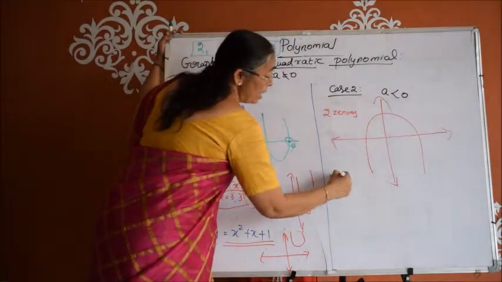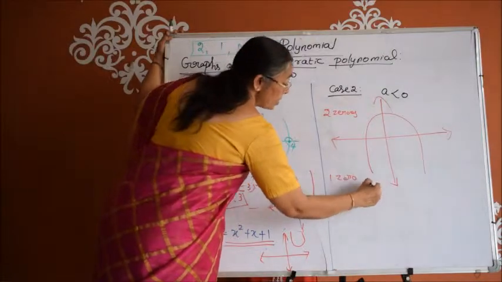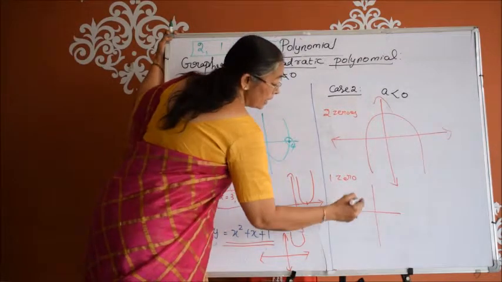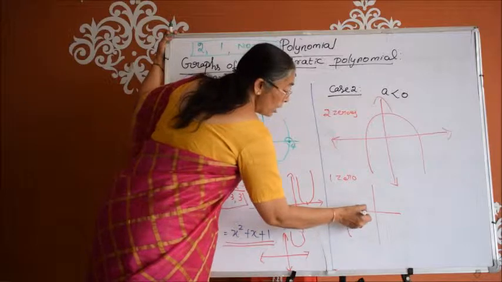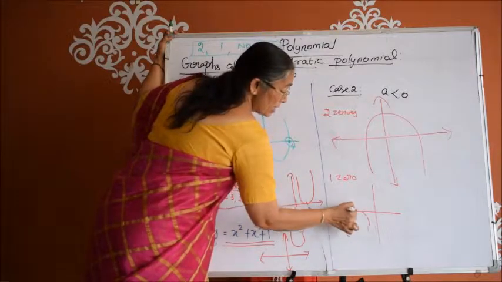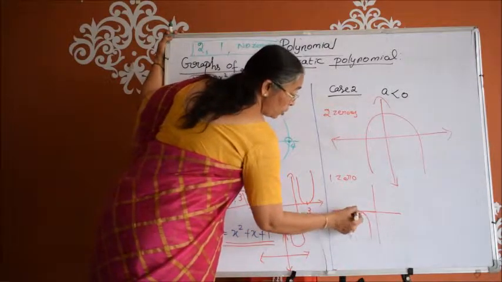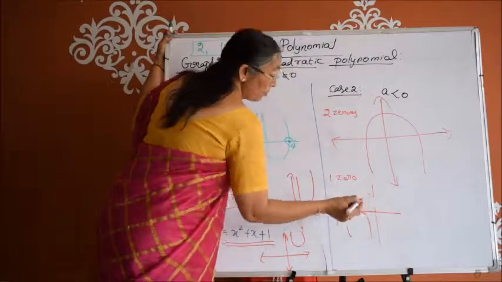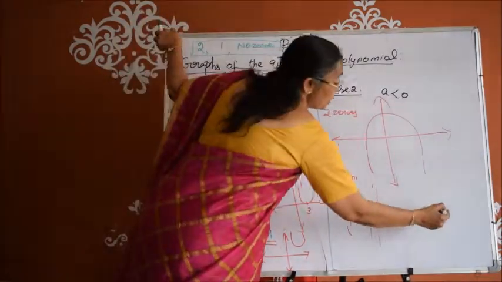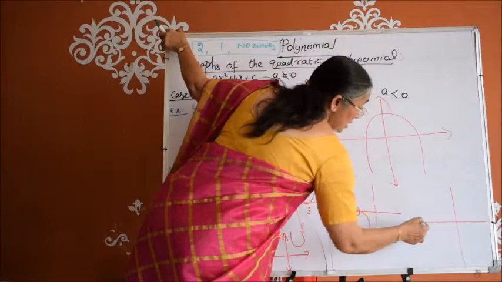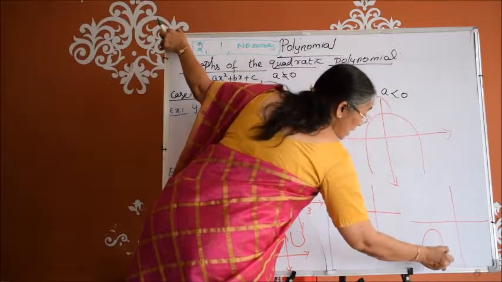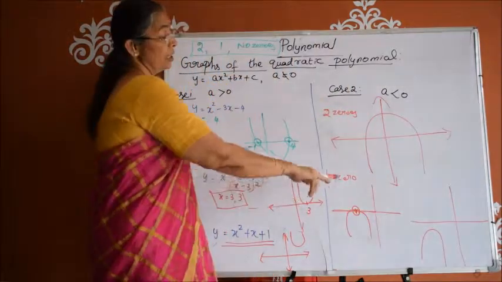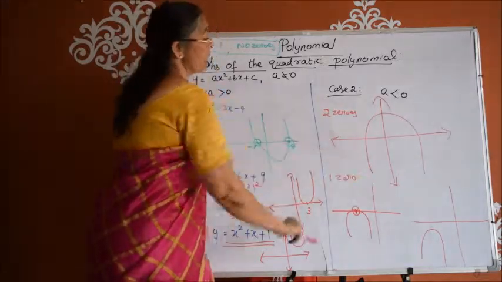Now, for a value less than 0 if we have only 1 zero, then the graph will be a downward parabola which touches the x axis exactly at 1 point, and if there is no zero and a value is less than 0, the graph will be completely below the x axis. It will neither touch nor cut the x axis.